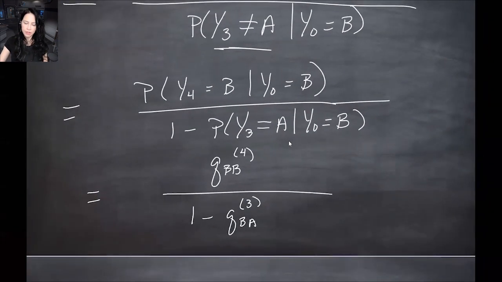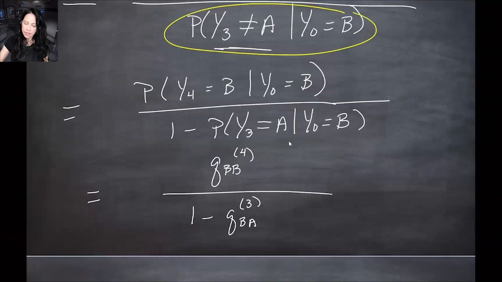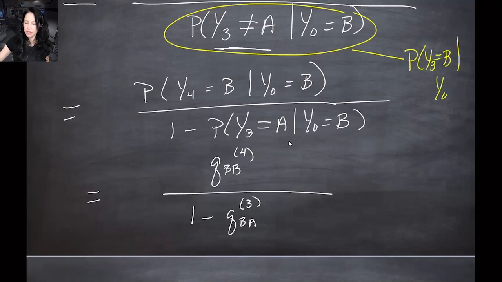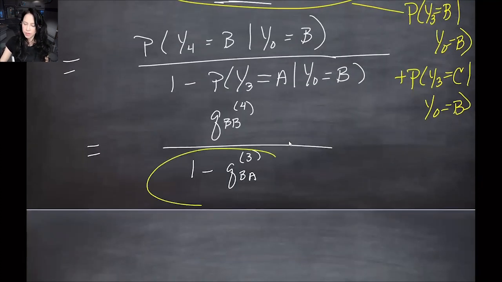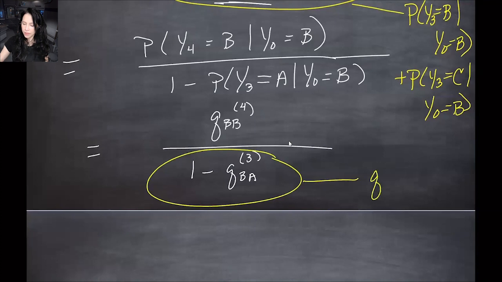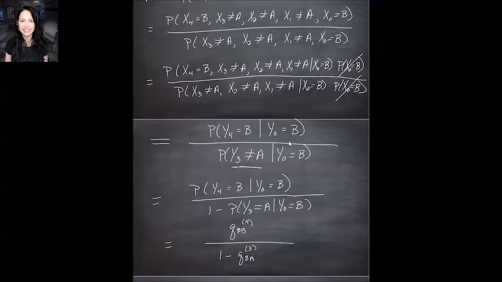But the other way I could have done this denominator is if it's not A at time 3, then it's either B or C. So I could have written this as the probability that Y3 is B, given Y0 is B, plus the probability that Y3 is C, given Y0 is B. So the whole denominator could be QBB in 3 steps plus QBC in 3 steps. It's slick, right? I know.